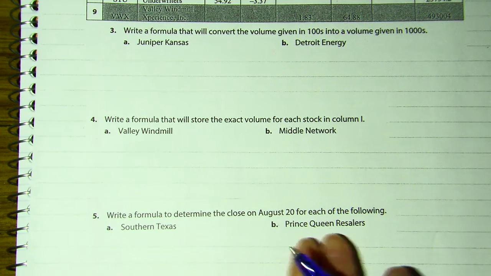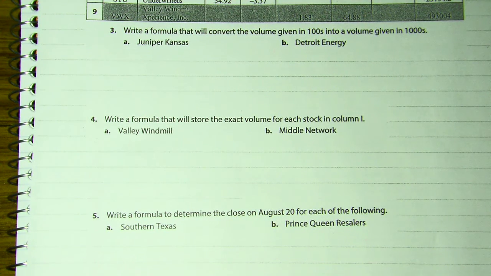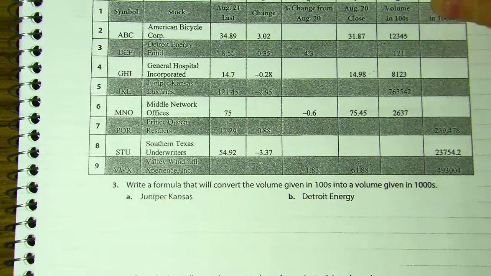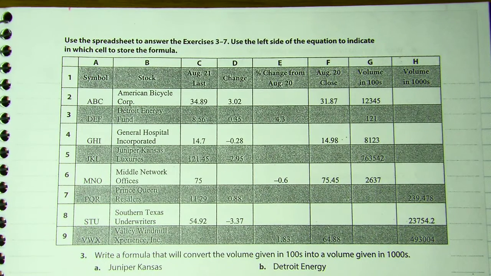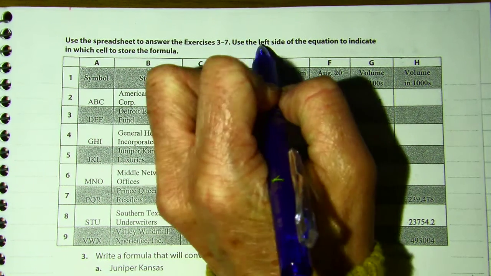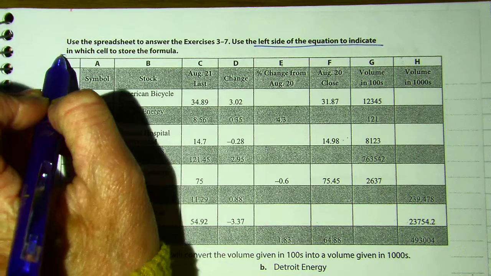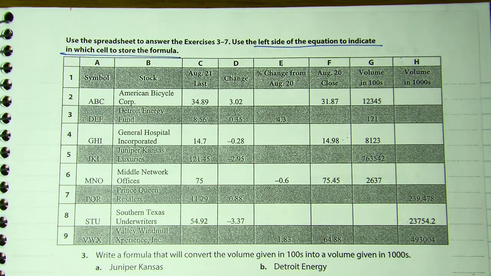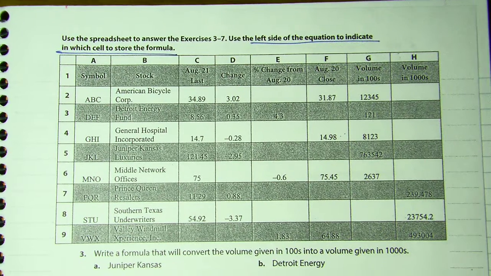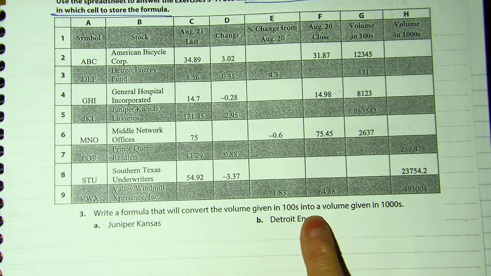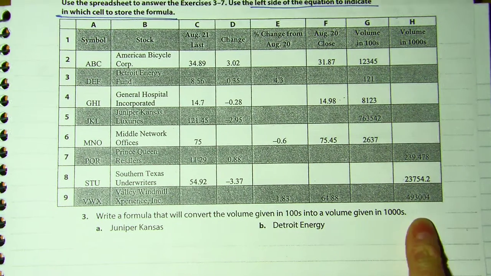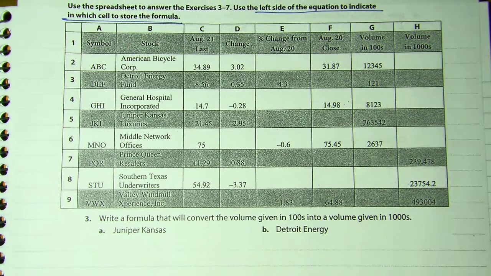Now moving on, the rest has to do with the ability to write formulas. And so I'm going to go over that with you because it is in your homework. And so we're going to do formulas for each part. Now they're going to mention use the left side of the equation to indicate which cell to store the formula. So you're going to put the destination first. So I'm going to go over each type. So write a formula that will convert the volume given in 100s into a volume given in 1,000. So this kind of covers what we just did.